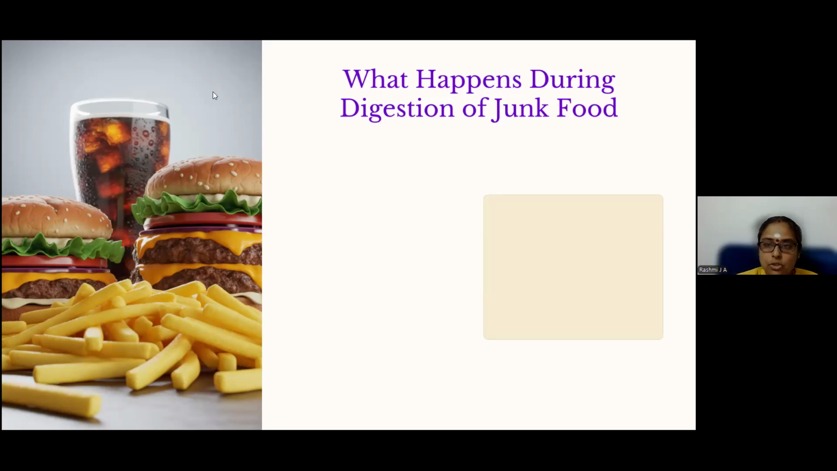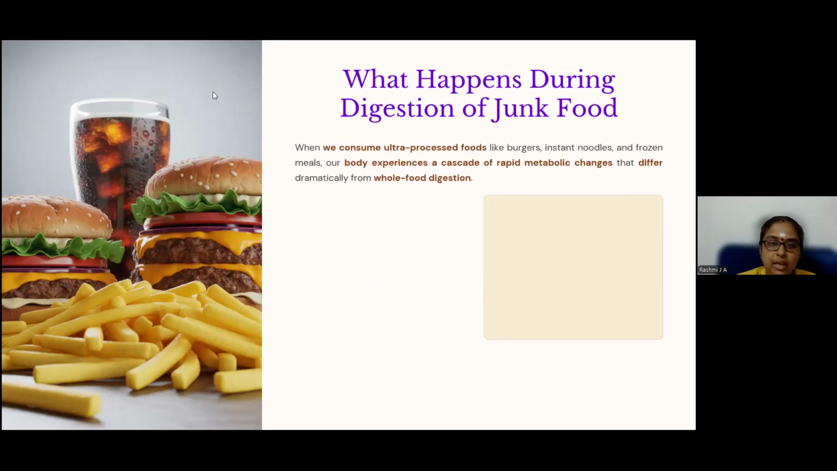So what happens during the digestion of junk food? Those who attended the webinar yesterday must know more about junk food and what it does to our system. So we will go through just a small part now. When we consume ultra processed foods like burgers, instant noodles, and frozen meals, our body experiences a cascade of rapid metabolic changes that differ dramatically from whole food digestion.